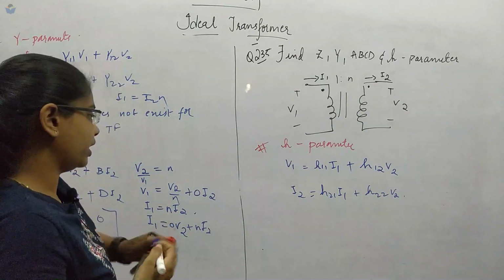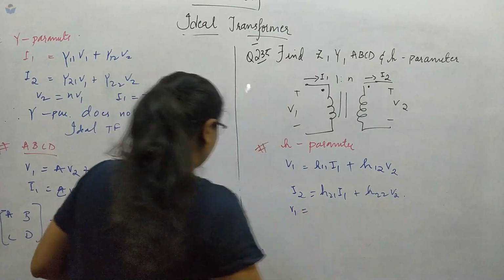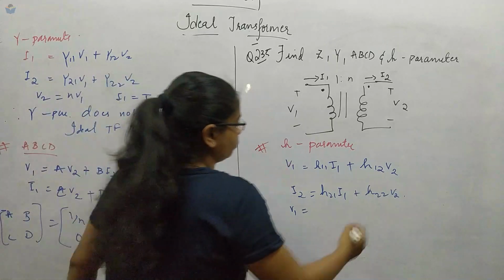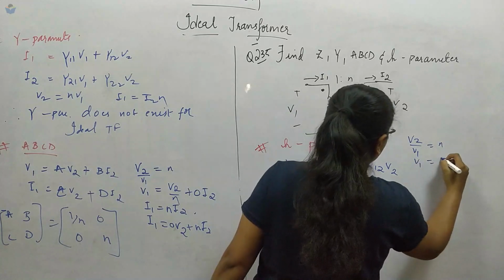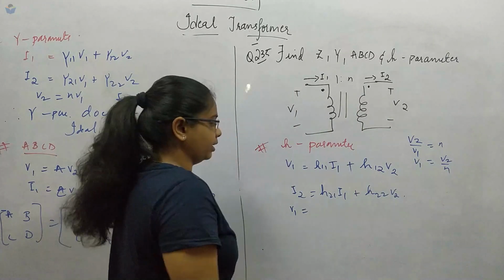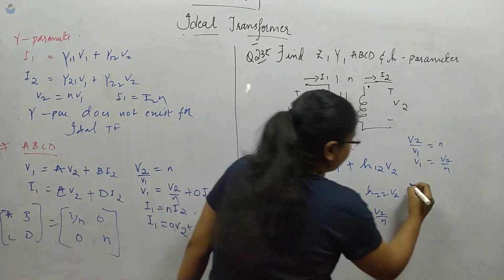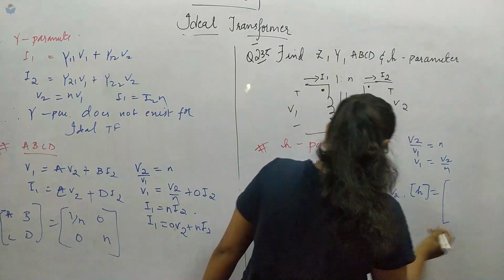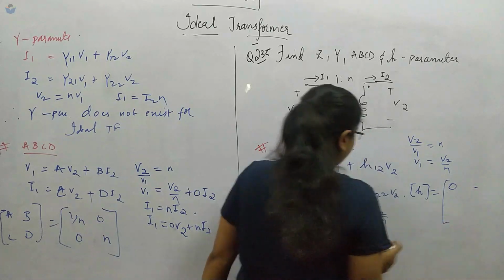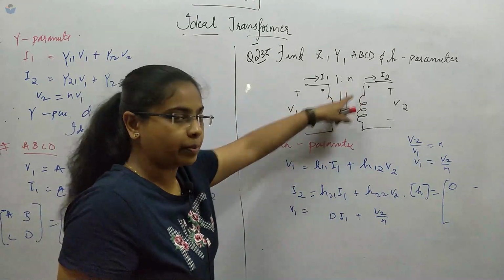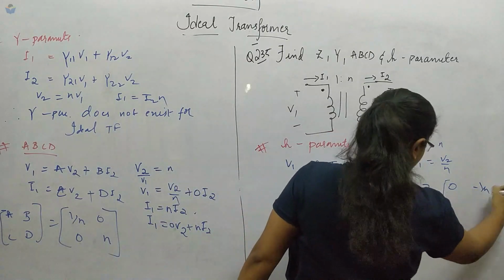Next, V1. We already have V1, that is, how do we write it? V2 by V1 equal to N. So we want it in terms of V1, so this will be V2 by N, and here it is 0 I1. So we got the first two H parameters. This is 0 I1, and we will take this as minus now because it is the opposite direction, right? So here it will be minus 1 by N.